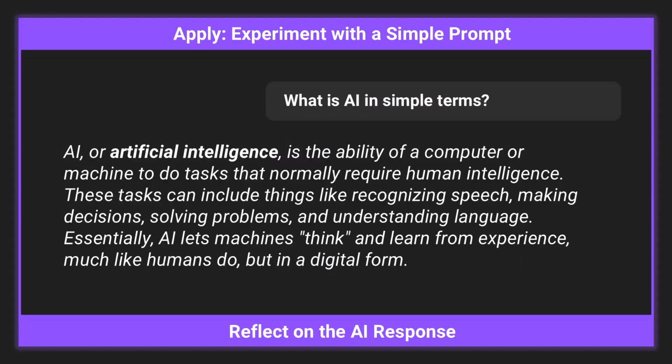AI, or artificial intelligence, is the ability of a computer or machine to do tasks that normally require human intelligence. These tasks can include things like recognizing speech, making decisions, solving problems, and understanding language. Essentially, AI lets machines think and learn from experience, much like humans do, but in a digital form.